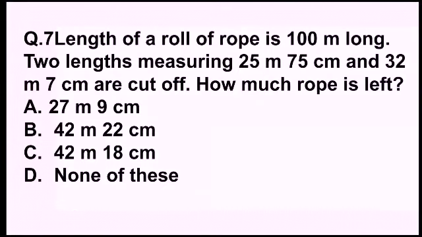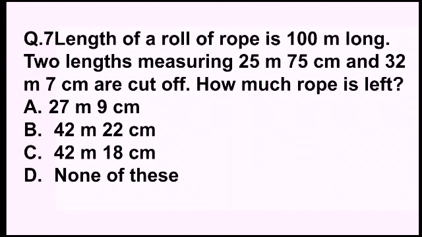Now it is our 7th number question. The length of a roll of rope is 100 meter. 2 lengths measuring 25 meter, 75 centimeter and 32 meter, 7 meter are cut off. How much rope is left?